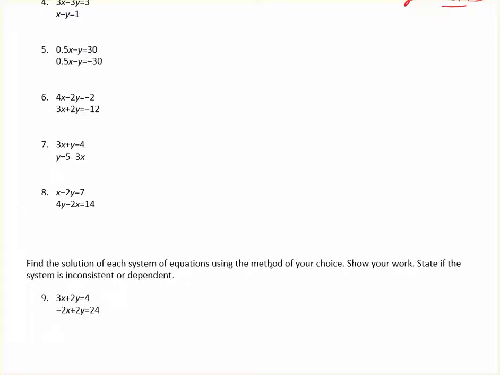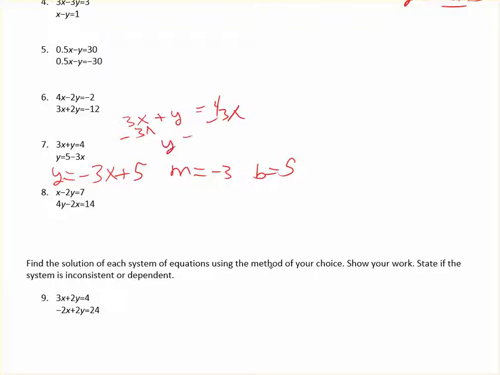Oh, let's look at 7. I think 7 will work out. So at 7, we almost have the bottom one in the right form. If I just wrote it in the opposite order, I can see that the slope of this is negative 3 and the y-intercept is 5. Okay, let's do the top one. 3x plus y equals 4. Subtract 3x from both sides. And we get y equals negative 3x plus 4.